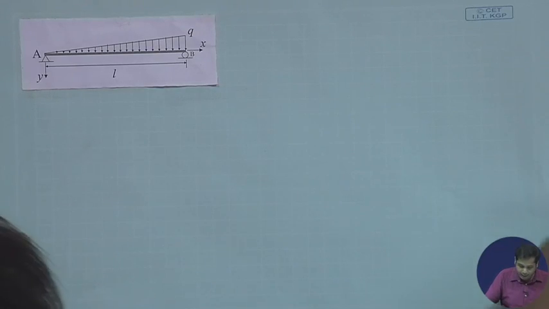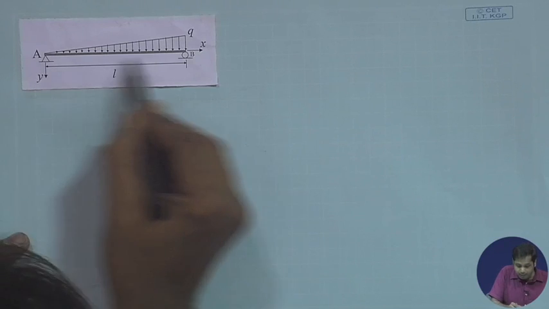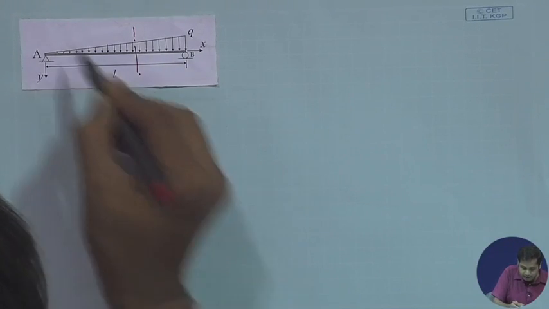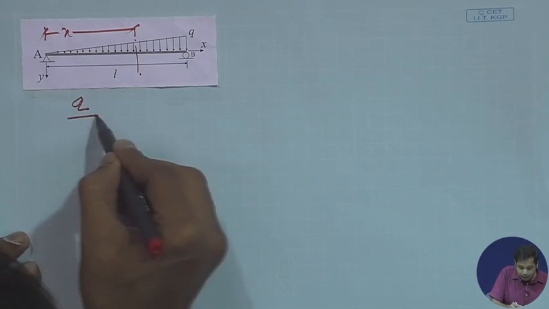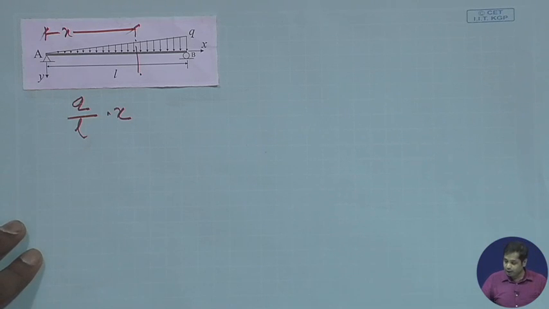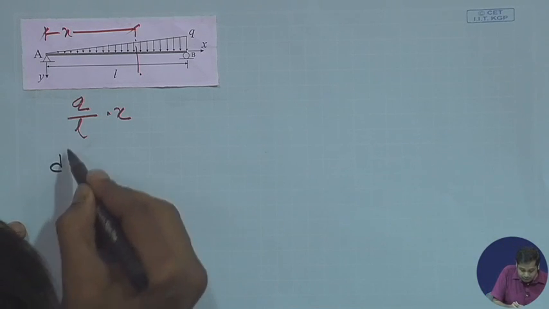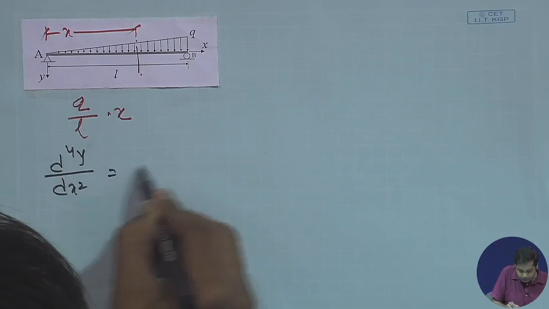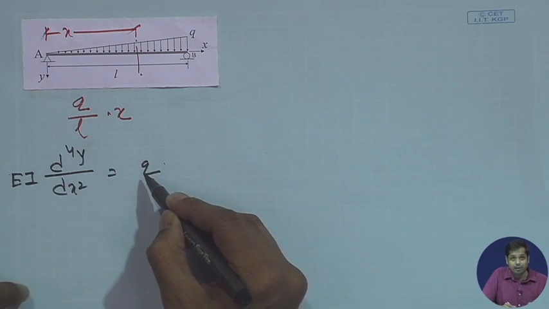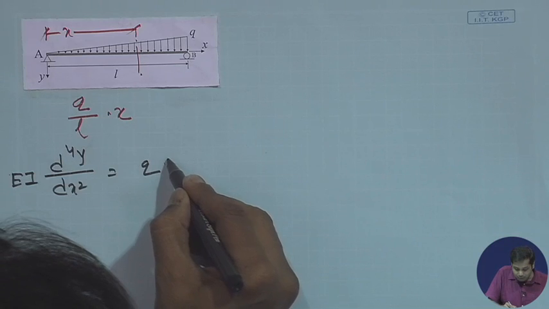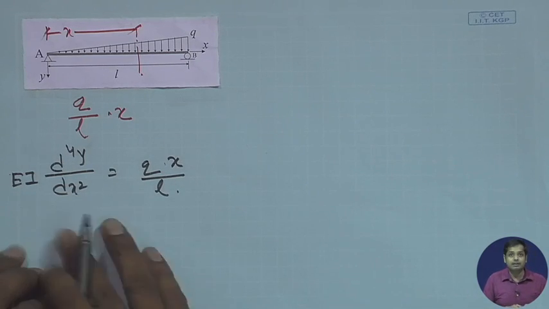So again, let us write this. If we take a beam of length L with load Q, at any section at a distance x, the intensity of the load will be Q by L into x. So when I write this expression d4y/dx4 = q/EI, this q is actually the intensity of the load at that point. In this case it will be Qx by L. So, this is the equation, right.